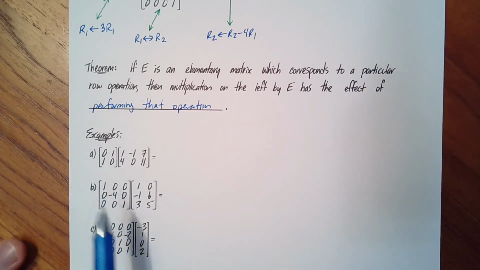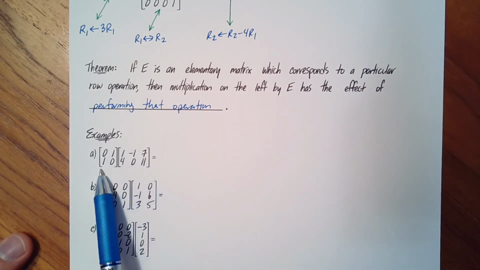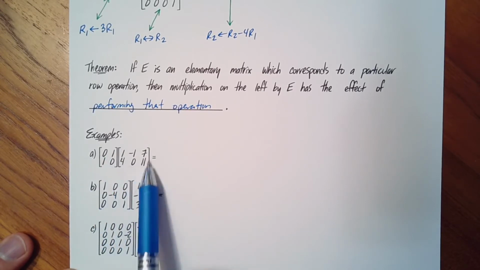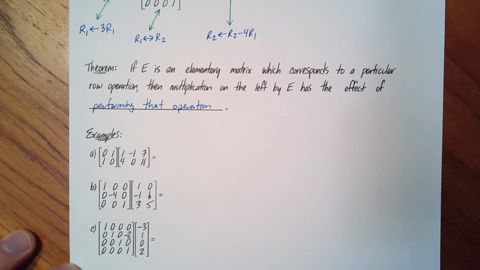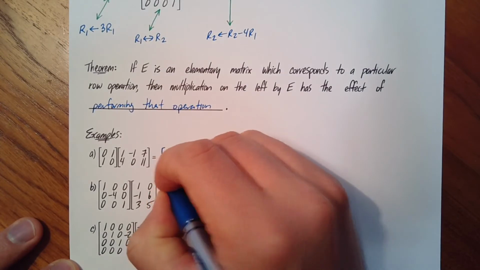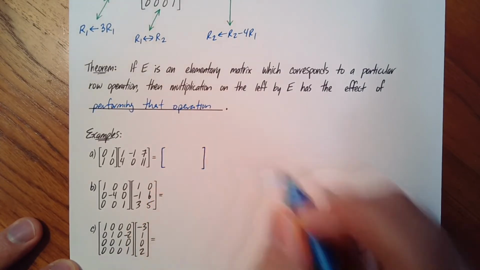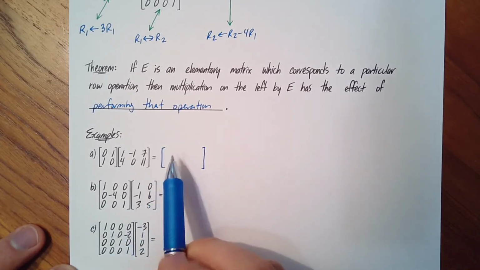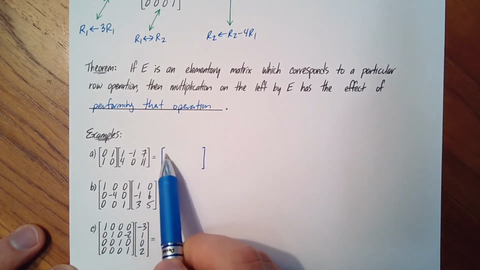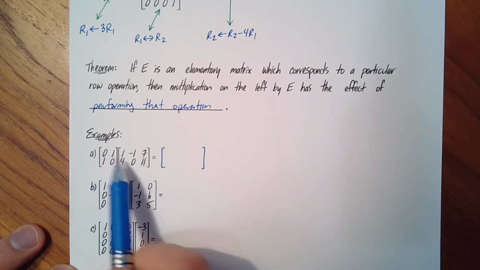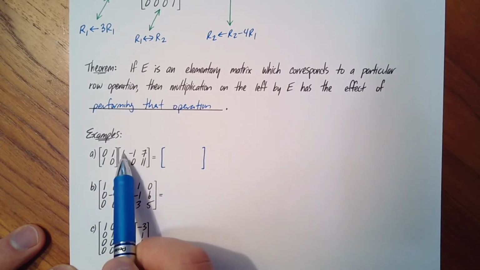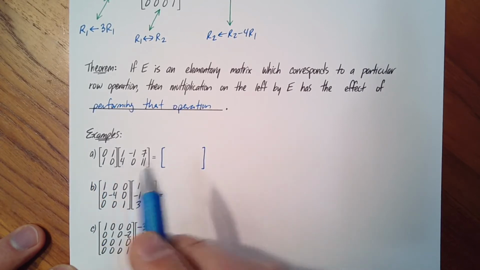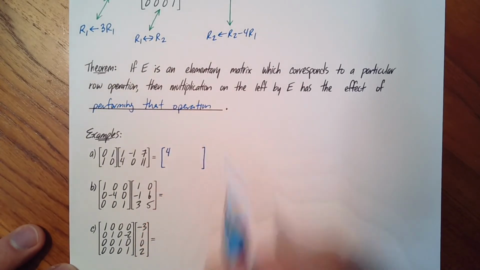So in part A, look what we have here. We've got a product of a 2 by 2 matrix and a 2 by 3 matrix. So the result is going to be a 2 by 3. Let's just perform the multiplication by definition, right? For the entry in the first row, first column, I'm going to multiply row 1 by column 1. So I'll have 0 times 1, which is 0, plus 1 times 4. So I'm just going to get 4.